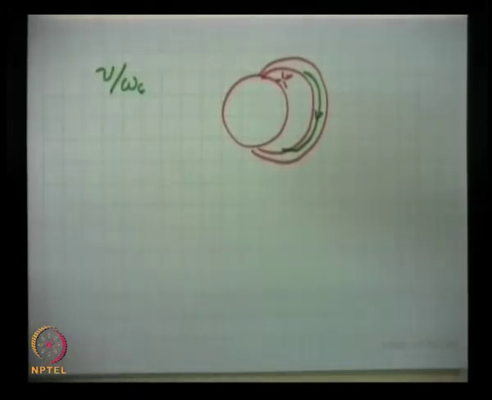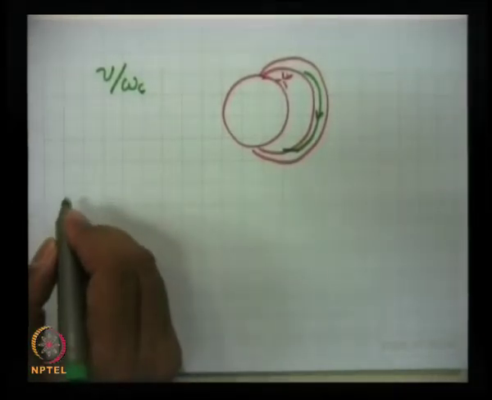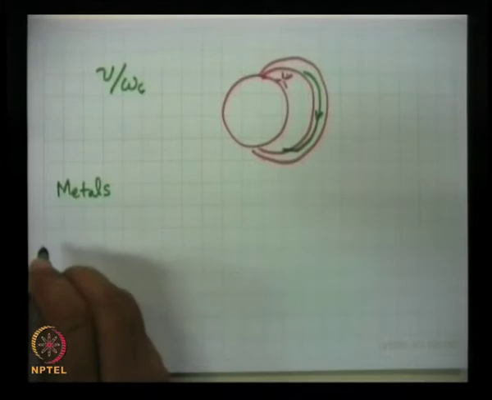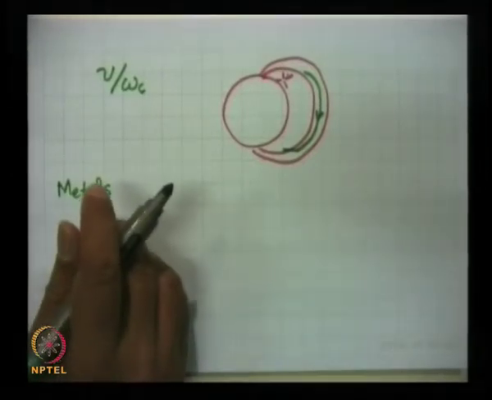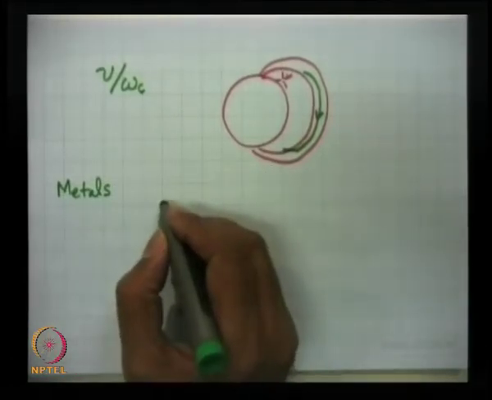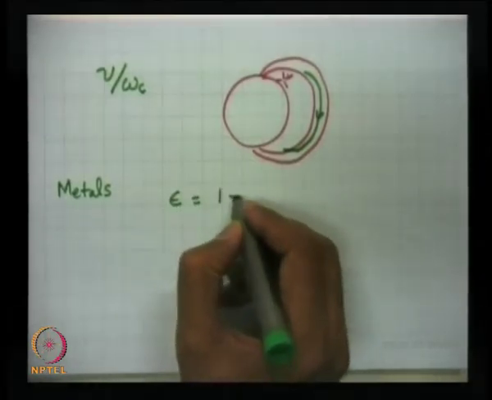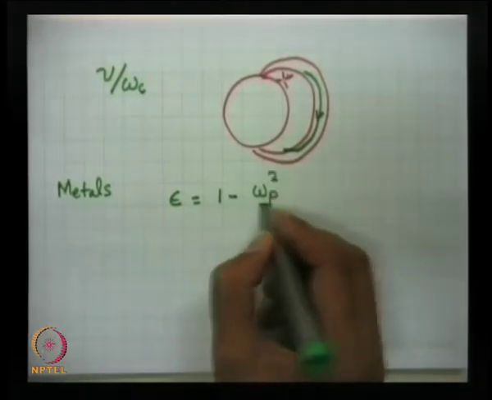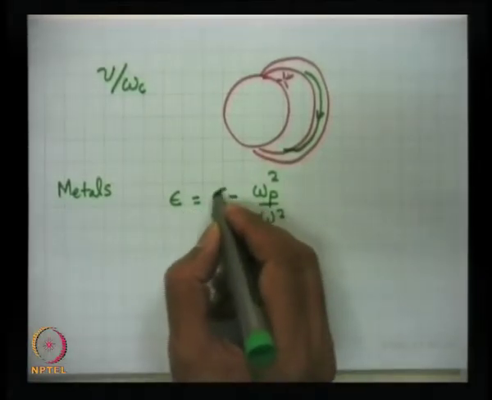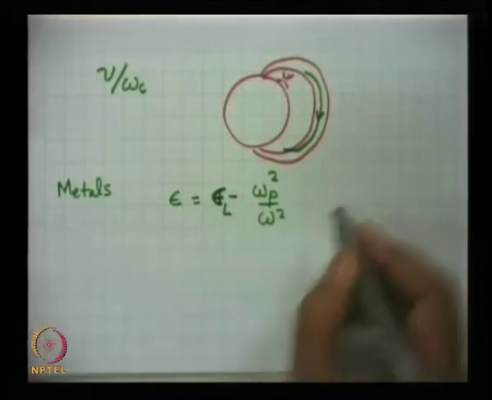These waves have been found to be very useful in the case of metals also. We have seen that wave propagation in an unmagnetized plasma is very similar to wave propagation in a metal, because the effective plasma permittivity that we define in an unmagnetized plasma was 1 minus omega p square by omega square, and for a metal this 1 was replaced by what we call epsilon L, the lattice permittivity.